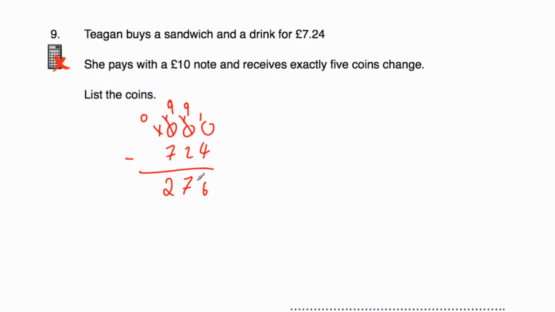So that means that she should receive £2.76 change. So that's how much money she should receive in change. And it says she receives exactly 5 coins. So let's see what she could have. Could she have a £2 coin? And now we need to do 76p in 4 coins.